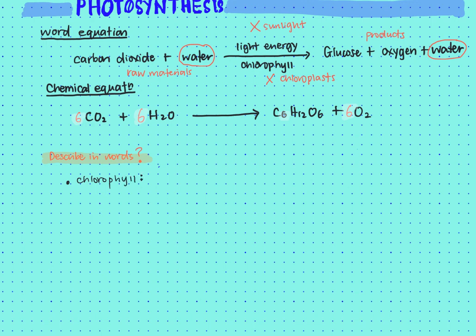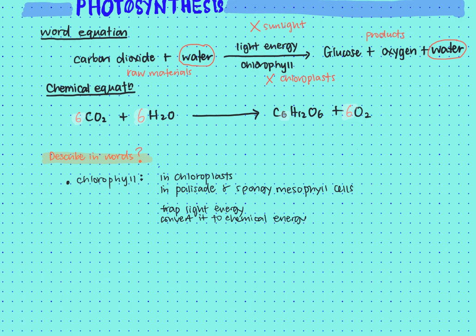Okay, you can talk about where you actually take the energy from in the chloroplast. So all pointers for you to take note. In the chloroplast, in the palisade and spongy mesophyll cells, they trap light energy and convert it to chemical energy. I'm going to add a bit more here. Chemical energy, where is the chemical energy stored? Stored in glucose.